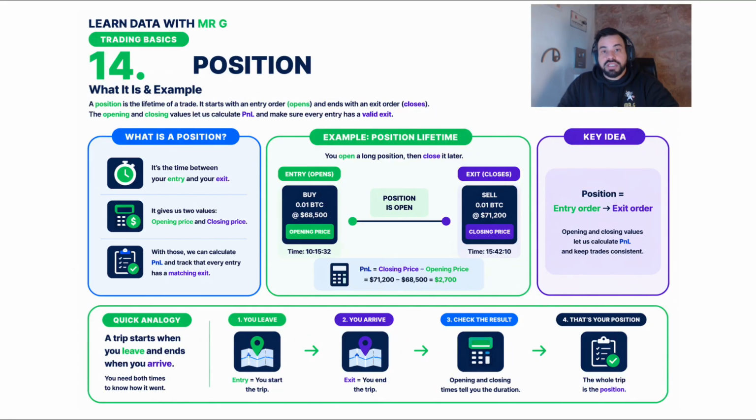And now I want to talk about the position, which for me is the most important concept in here, and it's something that doesn't exist in the trading market per se. This is the result of your trades over time. So, for example, if you buy an asset and never sell it, you have an open position. And if you already sold that asset, you have a closed position.